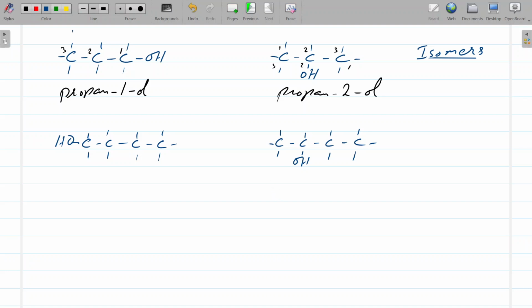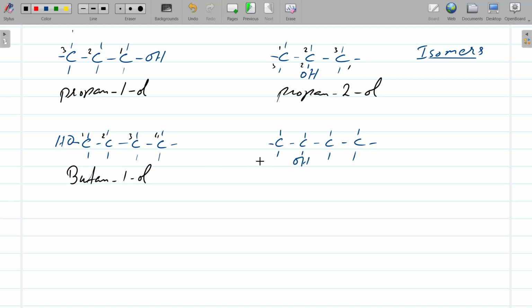What would you name the first one? Butanol. How did you get the one? We started from the right side because it is closest to the functional group. The right side or the left side? Sorry, the left side. So the left side is closest to the functional group, and the carbon to which the functional group is attached is the carbon number I'll include in the name. So this is butan-1-ol. What about this guy? Butan-2-ol.